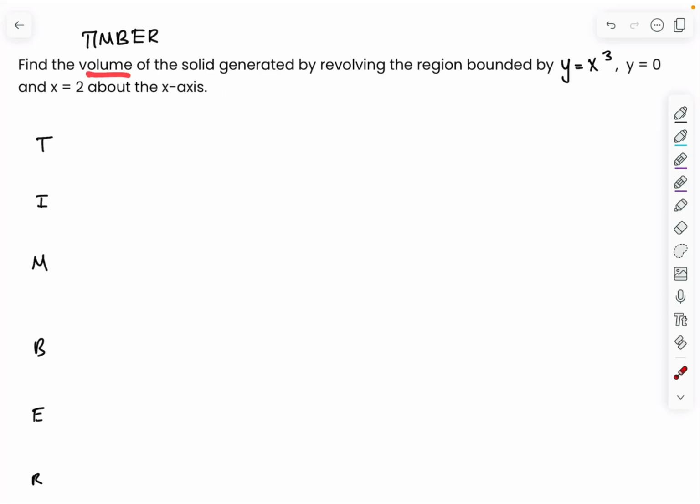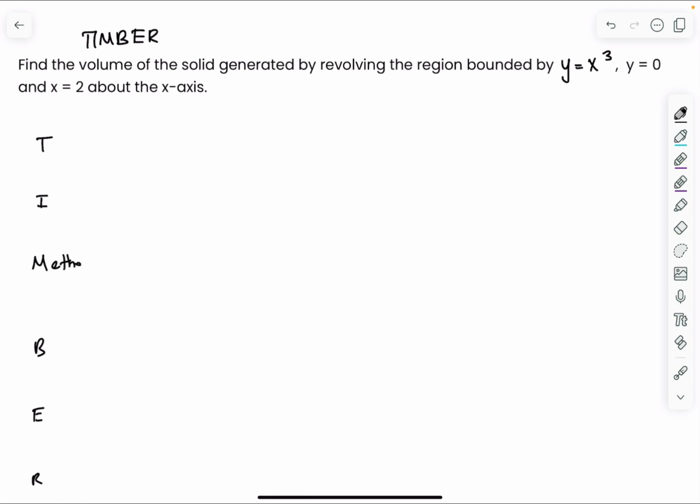Find the volume of the solid generated by revolving the region bounded by this graph, y is equal to 0 and x is equal to 2, about the x-axis. Anytime they ask you to find the volume, you think of TIMBER. So we're going to go straight to the M.